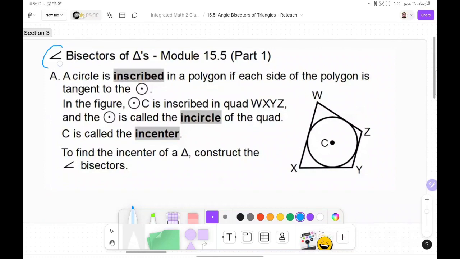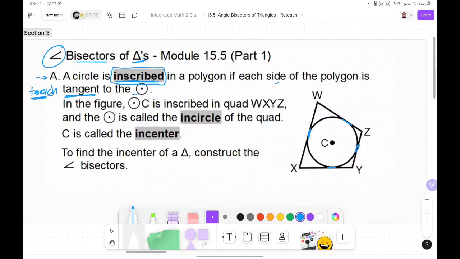So, the angle bisector of the triangles. Now, a circle is inscribed in a polygon if each side of the polygon is tangent to the circle. So we call the circle that here is touching, because tangent means touching. So it touches the circle from each side, from here and from here and from here. So we call this one inscribed in a polygon.